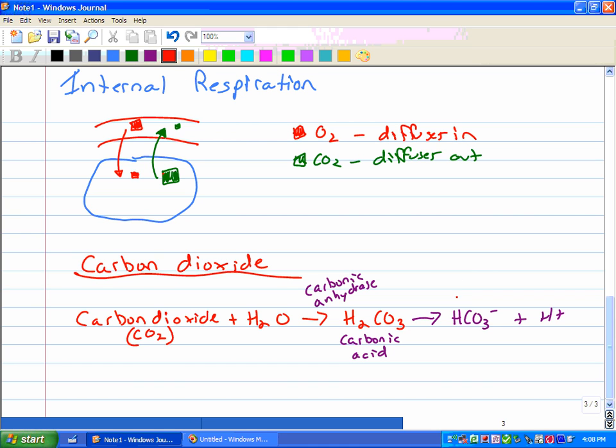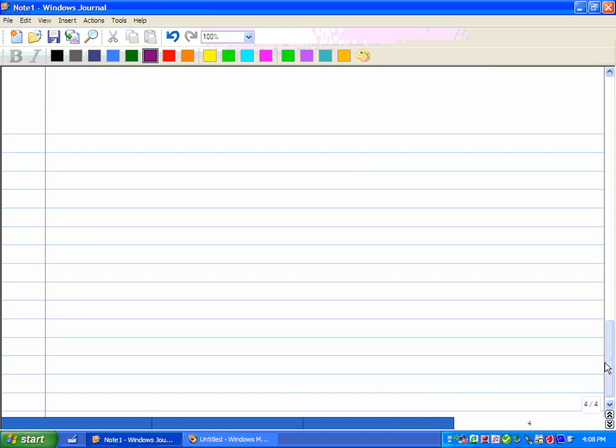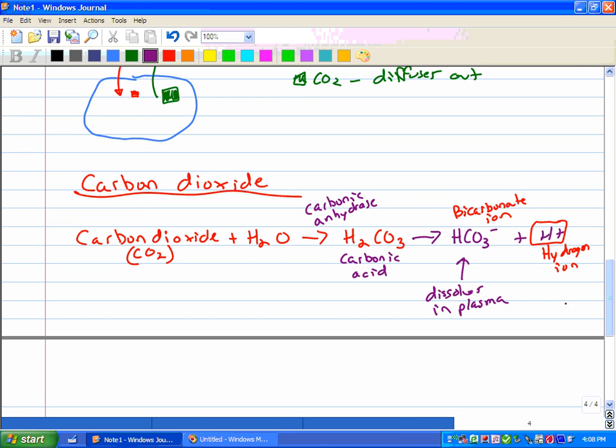HCO3 minus is called bicarbonate ion, and this is a hydrogen ion. So we've talked about this before. What this does, though, is now when releasing H pluses, it's lowering that pH. Okay, so that's when we have our use of our buffers. So the reason why this is so important is bicarbonate ion dissolves in the plasma. And that's why it's so important, because CO2 doesn't dissolve very well. So it diffuses in the plasma and allows it.